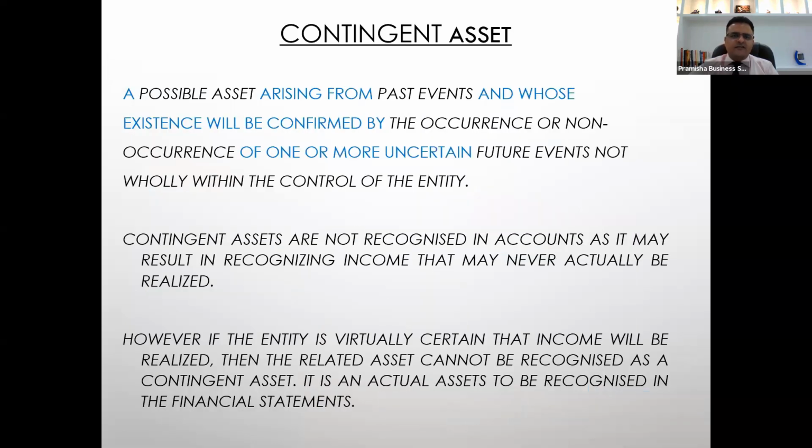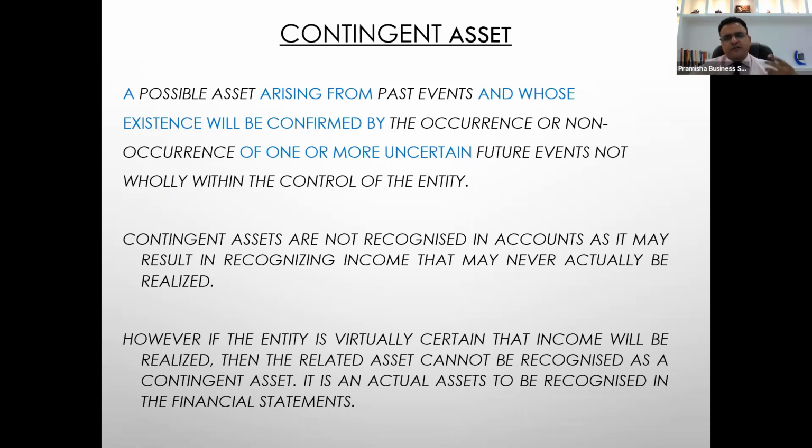Contingent asset is when we are expecting, like we have filed a case against someone and we are demanding money from them. It is in the court. We may receive that amount, we may not receive that amount. So it arises from a past event whose existence will be confirmed by the occurrence or non-occurrence of one or more uncertain future events, not wholly within the control of the entity. We cannot control that event. It may be in our favor, it may not be in our favor. So they are not recognized in accounts, as it may result in recognizing income that may never actually be realized.